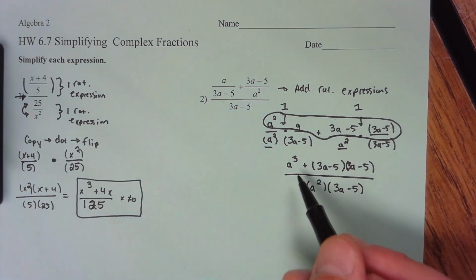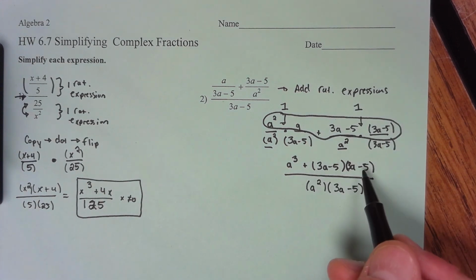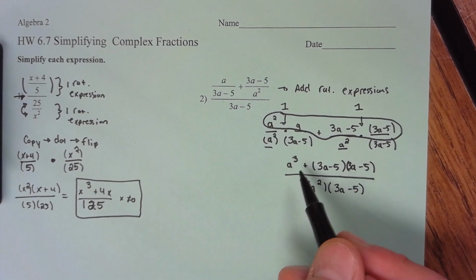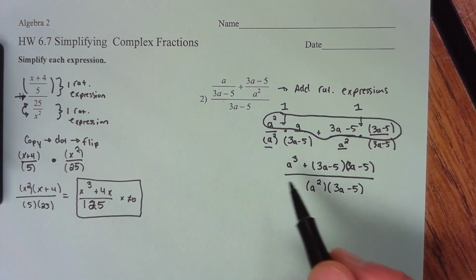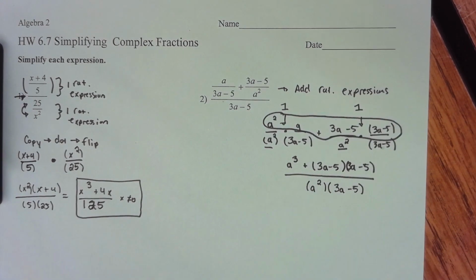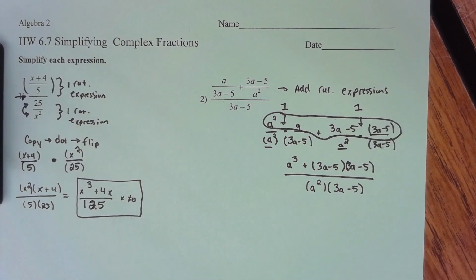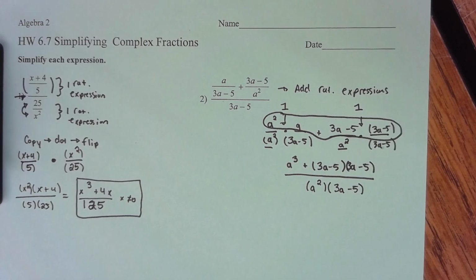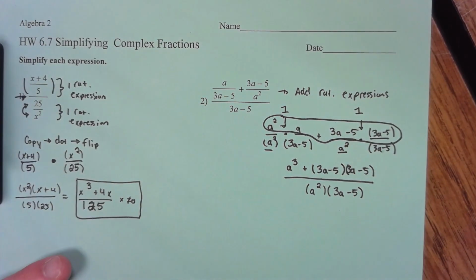However, because we have 3a minus 5 times another 3a minus 5, but we're adding a cubed to all of that, it completely changes that these are 3a minus 5s. Okay, so we actually can't cancel yet. And that's where a lot of you were making mistakes when adding and subtracting the rational expressions. You're trying to cancel too early. Instead, we need to continue to simplify this numerator.